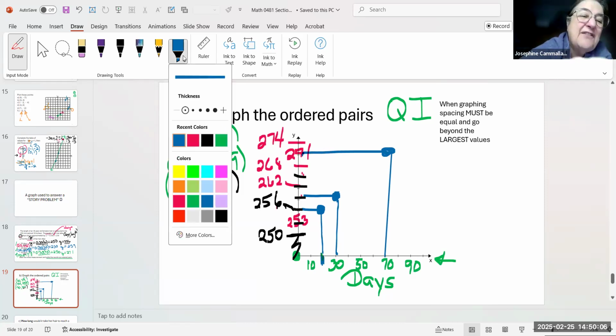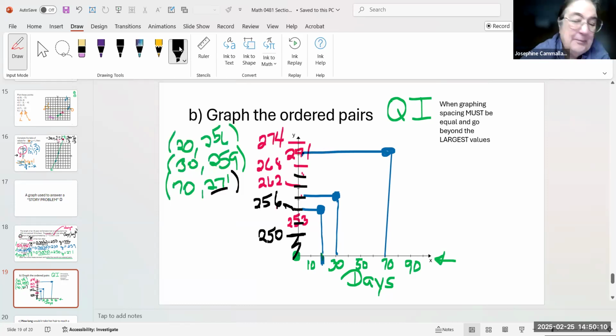Now, if I connect these, would I have a straight line? The answer is yes. But what they're going to ask you to do is to just plot the points. Graph the ordered pair, not connect them so you can eyeball them to see.